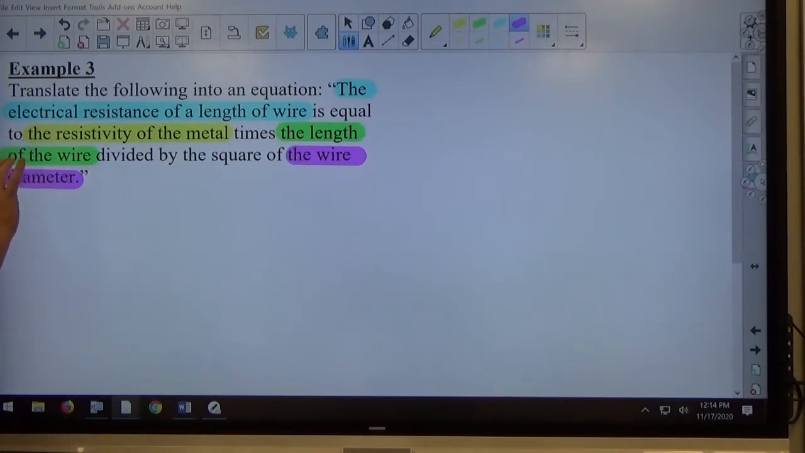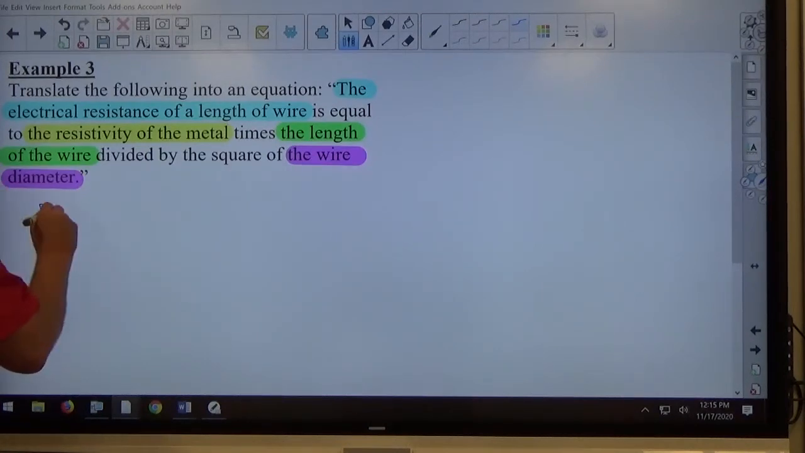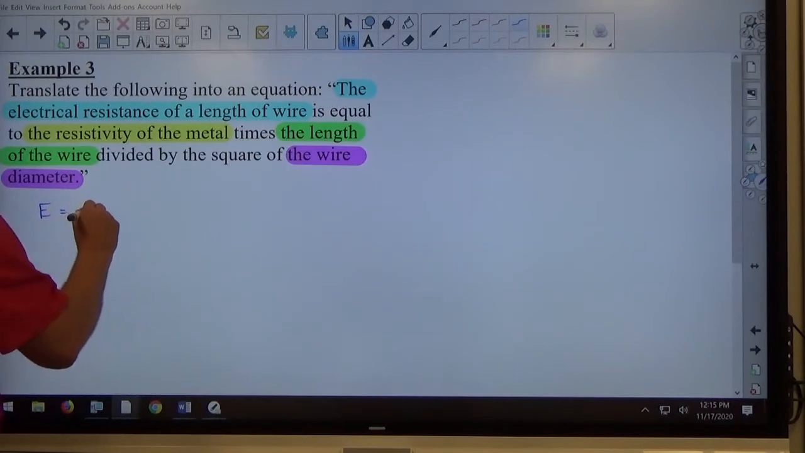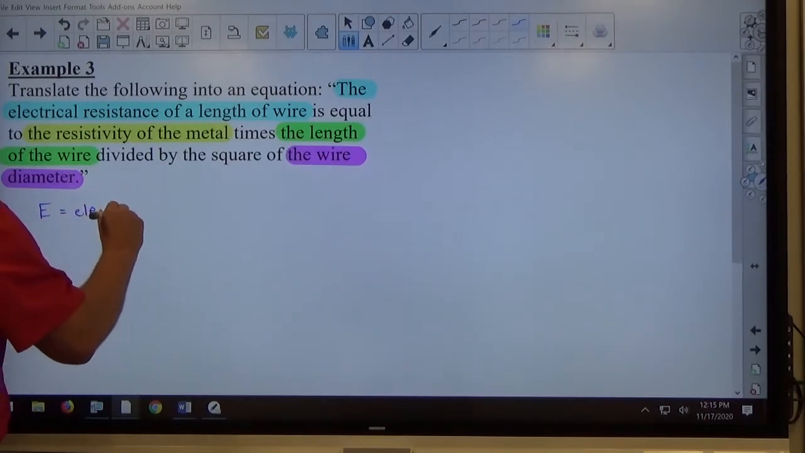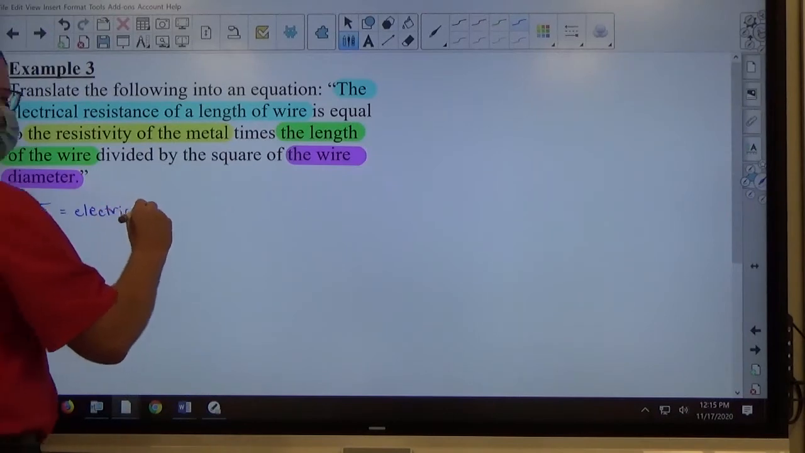The things I'm highlighting are the things that I don't know or that I want to find measurements of. So, the resistance of a length of wire, resistivity of the metal, length of the wire, wire diameter. So, I got 4 unknowns in this case. So let's see, electrical resistance, let's go with E equals electrical resistance.